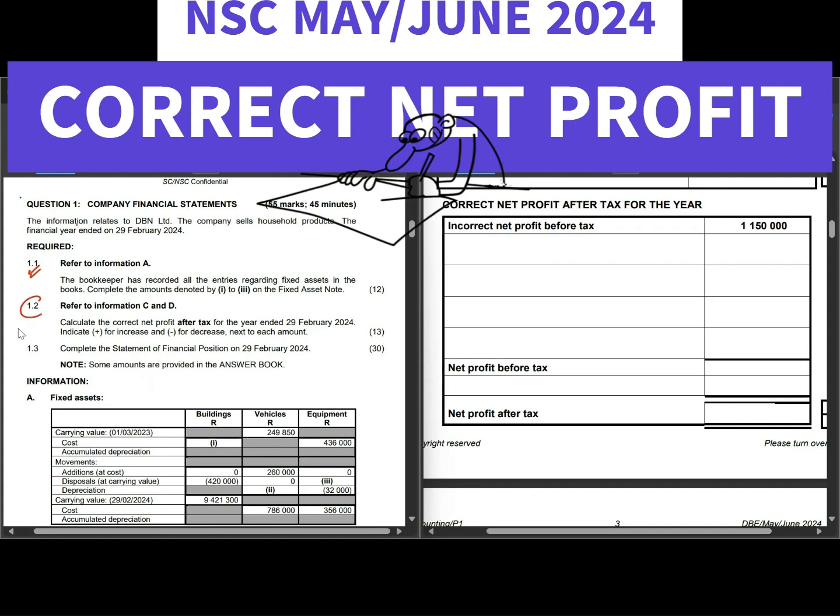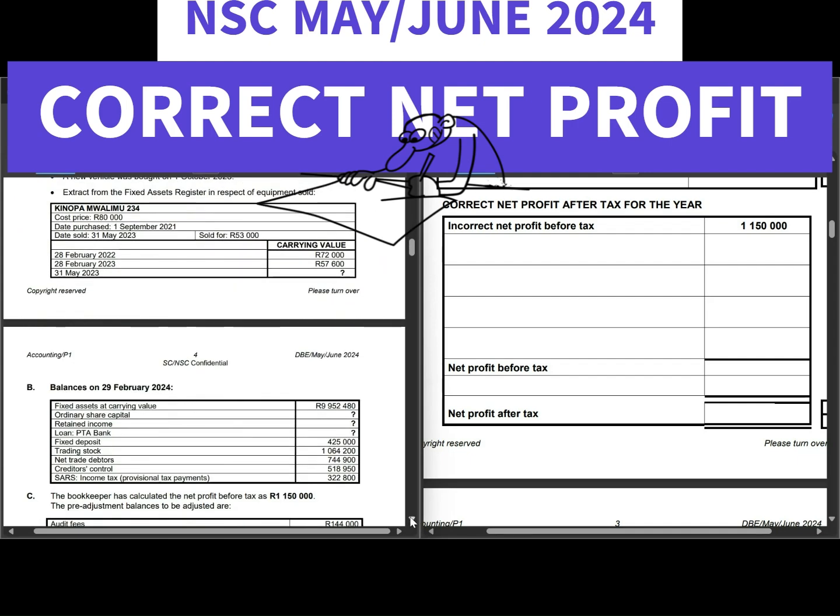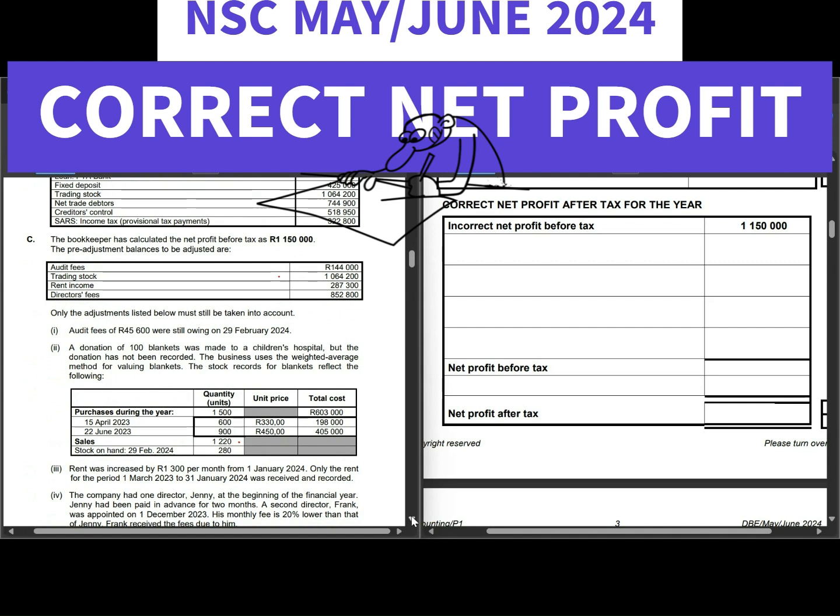So what we are going to do is, we know that this question was supposed to be done together with the statement of financial position that will allow you to be able to finish the exam in time. But for the sake of this lesson, I'm just going to do only the correct net profit after tax calculation. And then when time permits, then I'll also look at the completion of the statement of financial position.